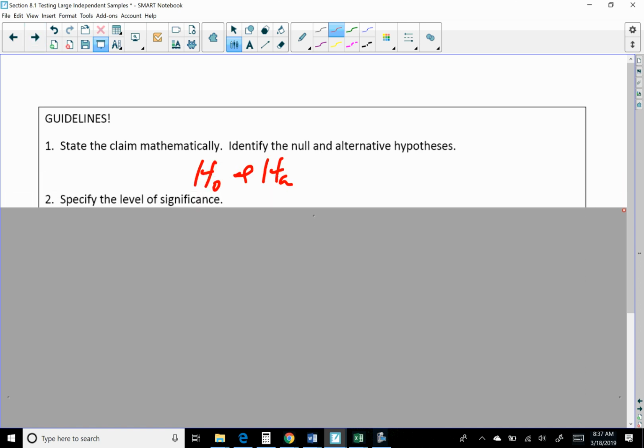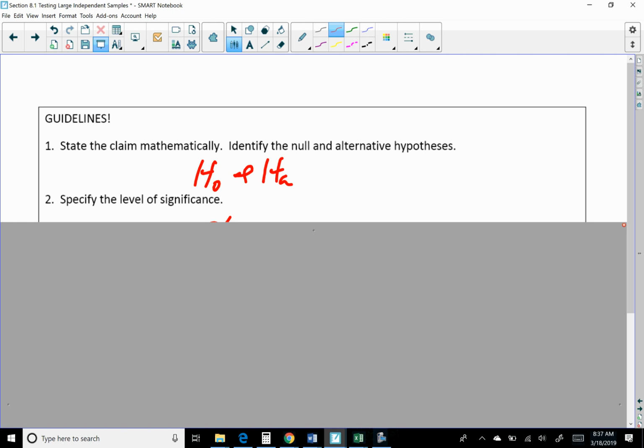Okay, guidelines. State the claim mathematically, identify the null and alternative hypotheses, right? So in our case, many times it's going to be this.